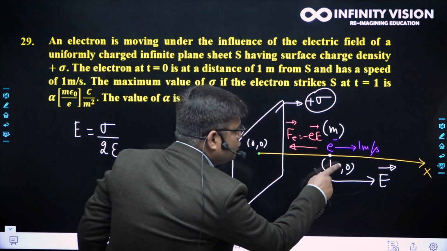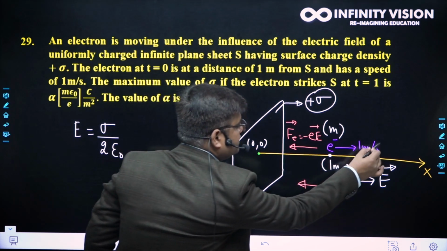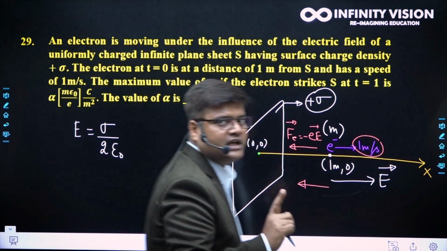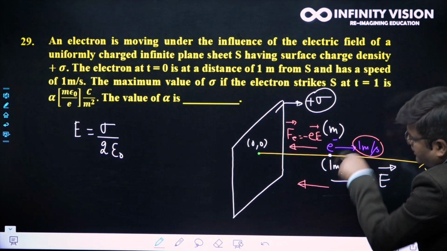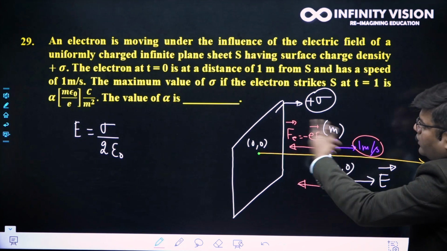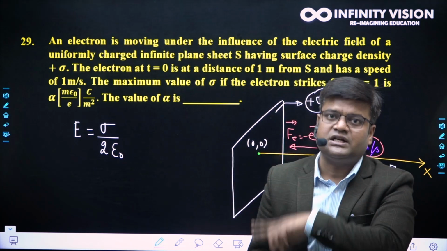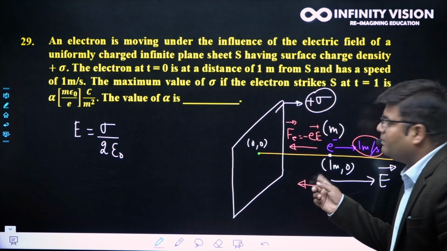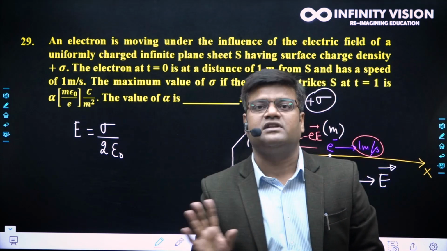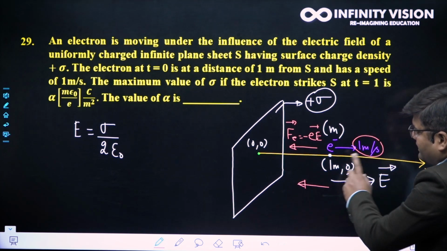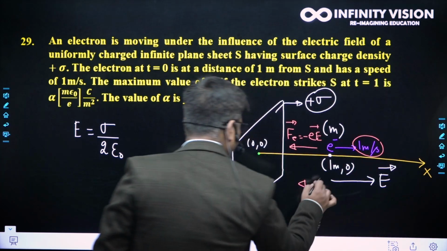You cannot assume the initial velocity is toward the sheet. The direction of this 1 meter per second velocity cannot be toward the sheet at t equal to 0. Why? Because the distance is 1 meter and its velocity is also 1 meter per second, so without any acceleration, it will hit the plate in 1 second. But since the sheet is charged, the electron will naturally have some acceleration. So the time taken to hit the plate can never be 1 second; it will always be less than 1 second. So we can say that the velocity of 1 meter per second should be in the forward direction, not in the backward direction.